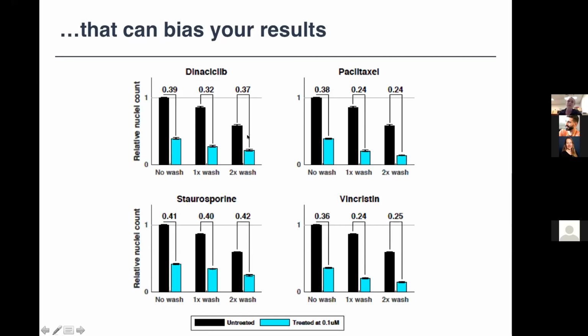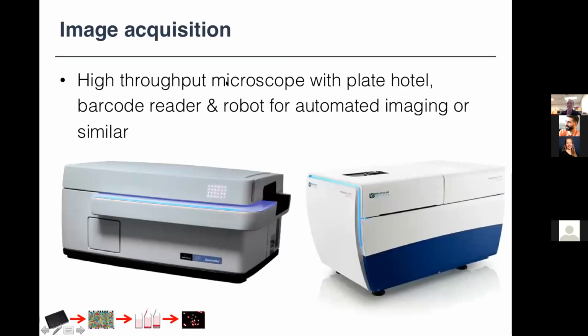And that can, of course, bias your results. Cells that are stressed out, as I alluded to earlier, are more likely to be washed away. And so then that can ultimately affect the relative cell counts between your untreated population and your treated cells.